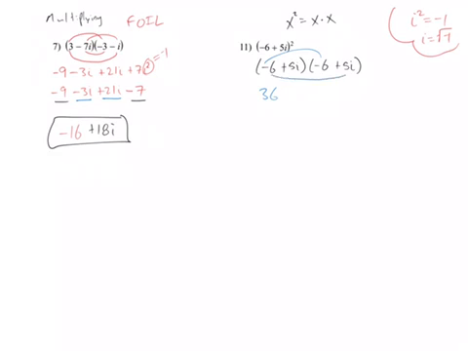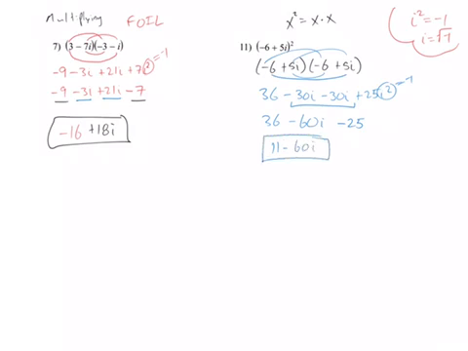Outer, that comes out to be -30i, minus 30 more i, and last is going to be plus 25i squared. Remember, that's equal to -1. So 36 minus, I'm going to go and combine those two, 60i minus 25, so it's going to be 11 minus 60i.